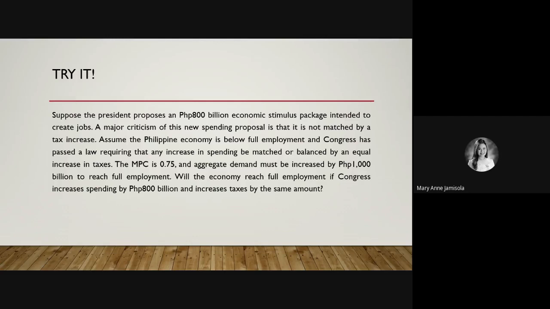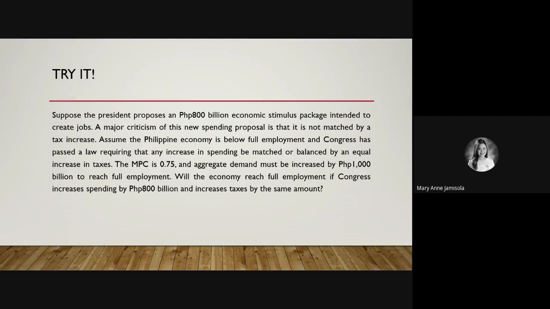So an 800 billion increase in government spending increases aggregate demand by 3,200 billion. That is government spending increase times the spending multiplier, where the spending multiplier is equal to 1 over 1 minus MPC. So that is equal to 1 over 0.25. So that is 4. On the other hand, an 800 billion increase in taxes reduces aggregate demand by 2,400 billion. So to compute that, that's tax increase times tax multiplier, where tax multiplier is equal to 1 minus the spending multiplier. So 1 minus 4, since the spending multiplier is 4, then your tax multiplier is negative 3.